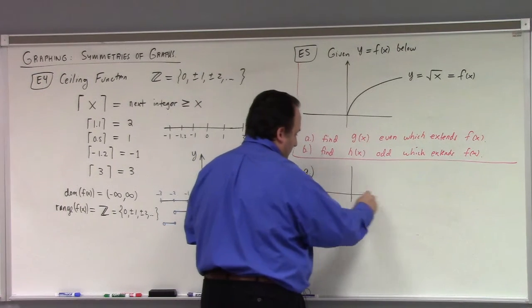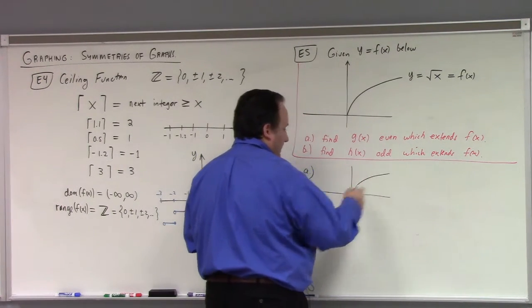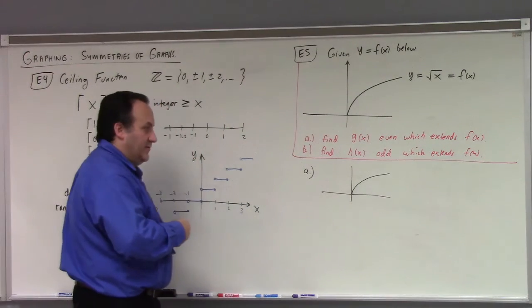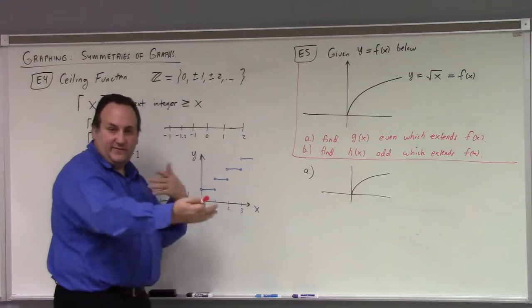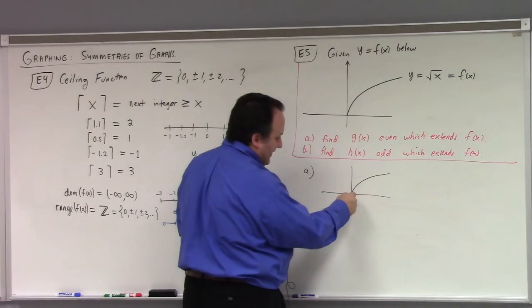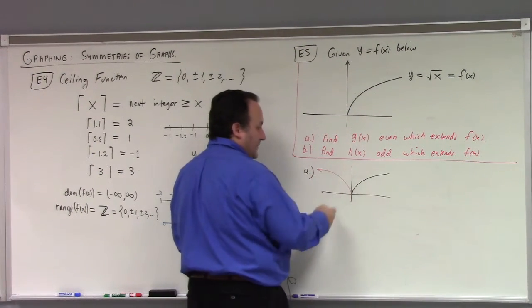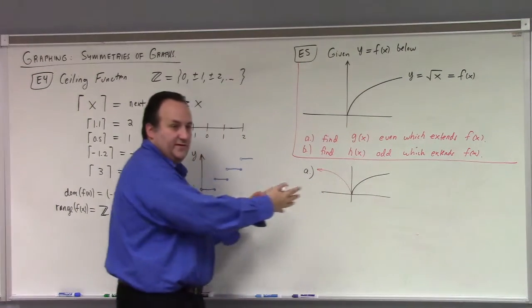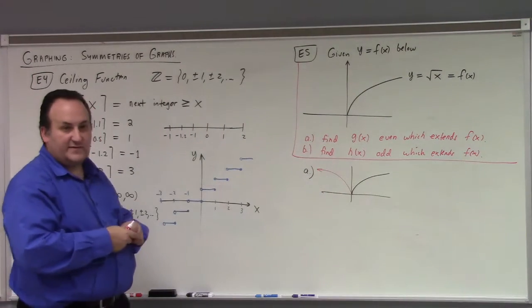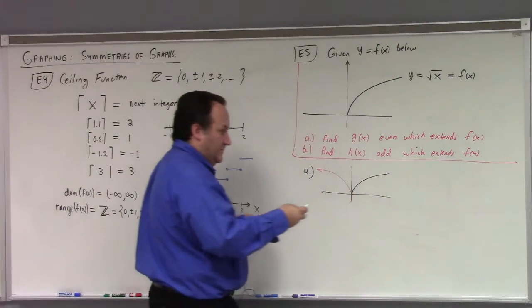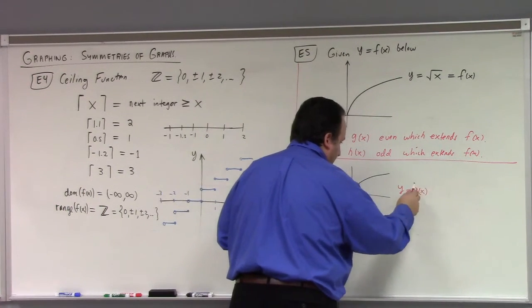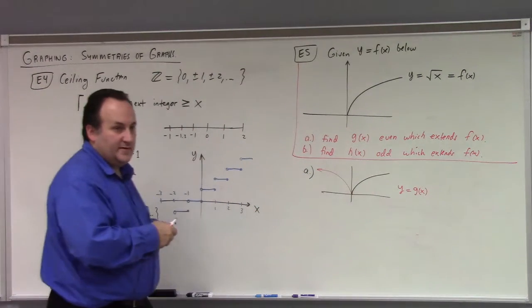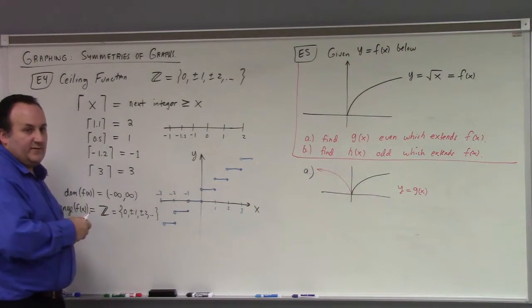So we have this, right? How do you continue that in order to get an even graph? You just reflect it, right? Just reflect it across the y-axis like this. So this, what I've pictured, would be y equals g of x that's even. You see that? This would be an even graph. So I just reflect the square root across.